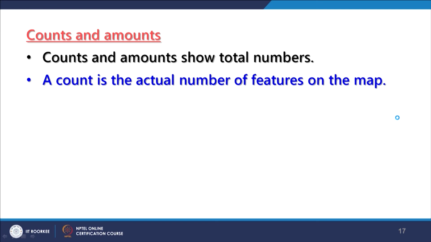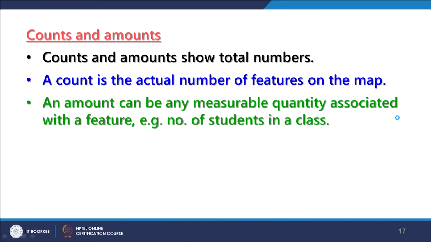Suppose there is a point map, and I may have 1000 points. I would like to store this information in a separate field. This helps while doing some statistical analysis over my attribute data. So this field is very helpful from that point of view.